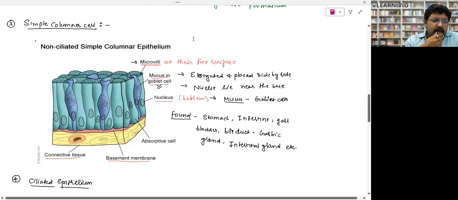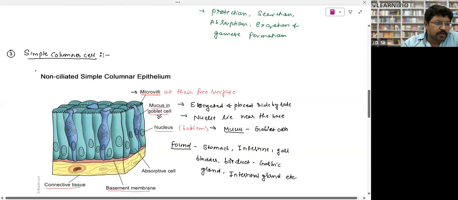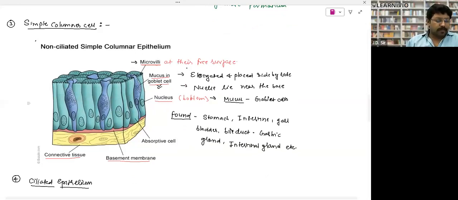Then simple columnar cells, right? They are column-like cells. In simple columnar cells, they have a column-like structure, and generally they will have their nucleus at the base of the cell. So they are like this.